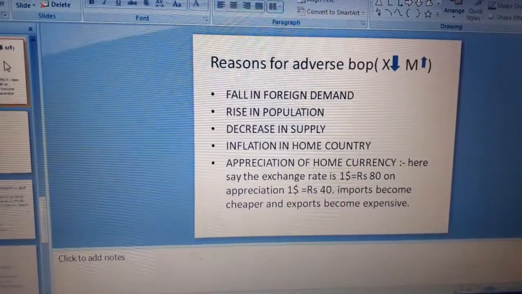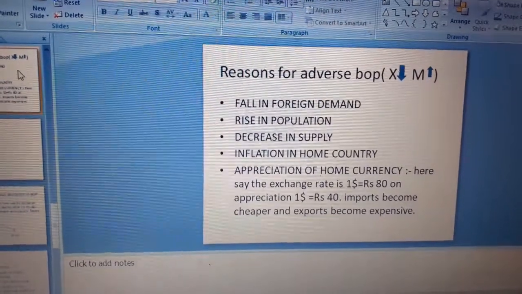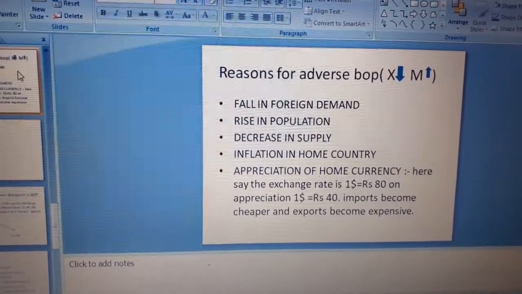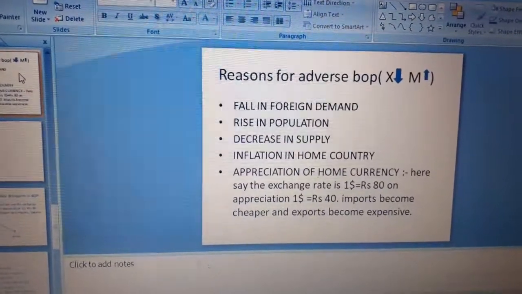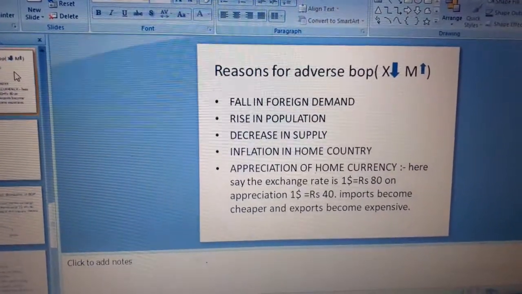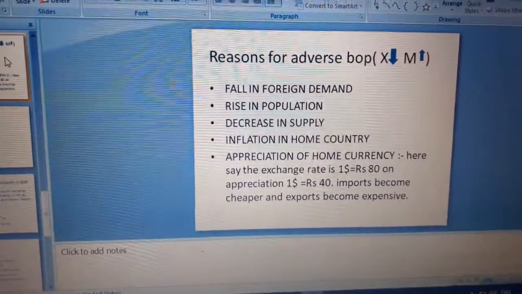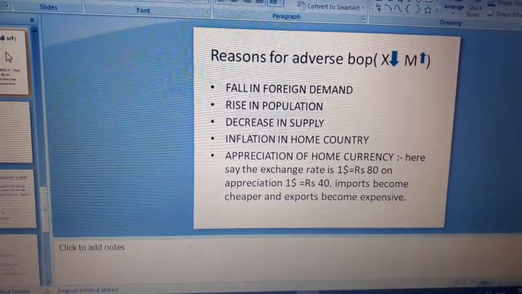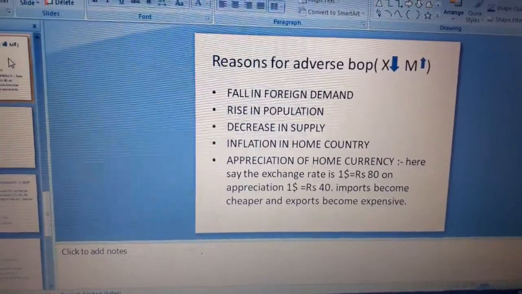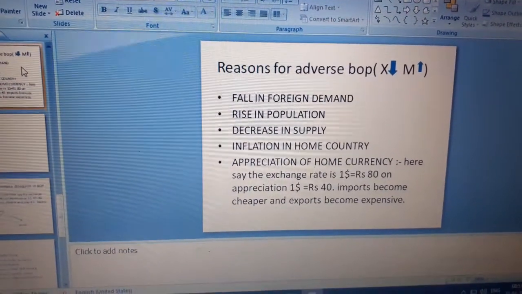Okay, so this will be our second lecture. In our third lecture, we'll go on to the remedies to remove the disequilibrium in the balance of payment, and the differences between depreciation, devaluation, appreciation, revaluation. That will be our third lecture. So I think in two more lectures we'll wind up with this class, with this topic of balance of payment.